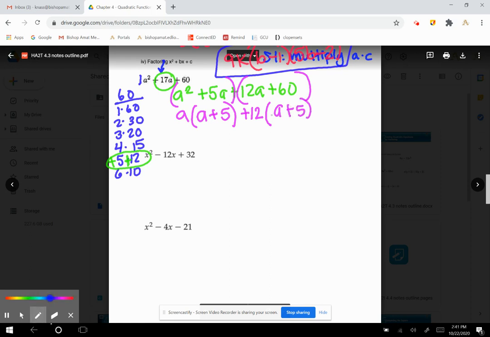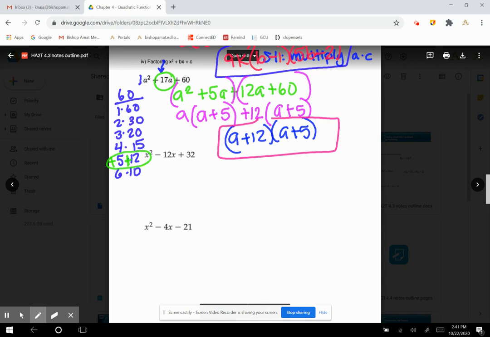What's inside is the same, so good. So our answer is a plus 12 times a plus 5. Now, here's the shortcut. But the shortcut is when you don't have a number in front of your x squared term, once you figure out the factors of a positive 5 and a positive 12, you can write it straight to what's in parentheses. You don't have to do the grouping method. That's the shortcut. But again, you can only do that if the number in front of the x squared is 1.